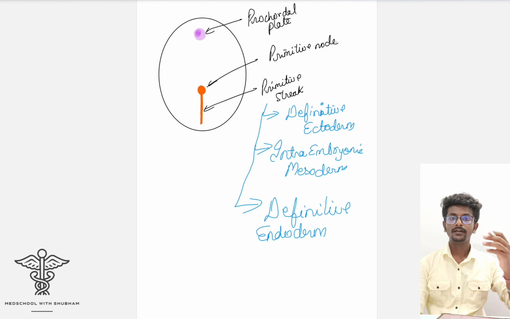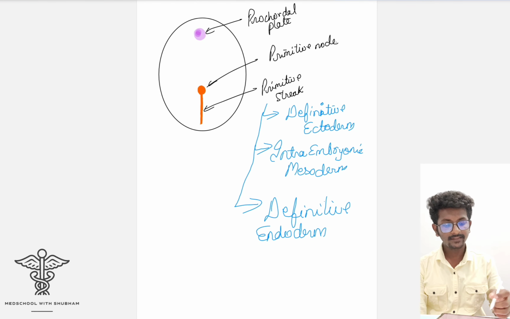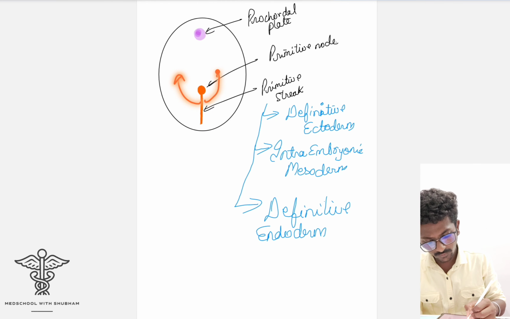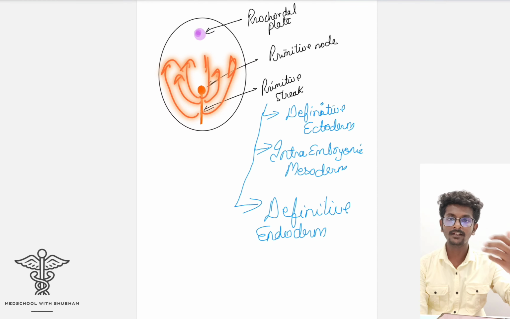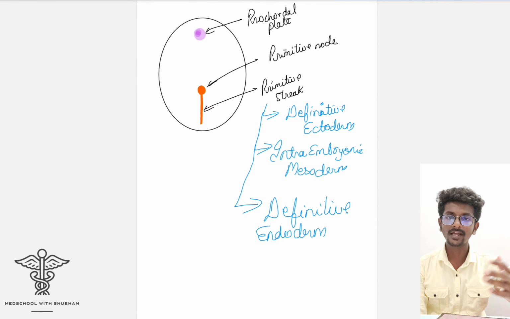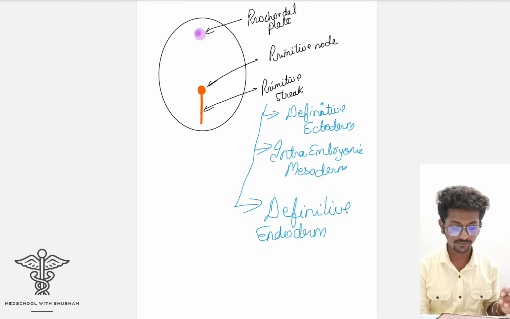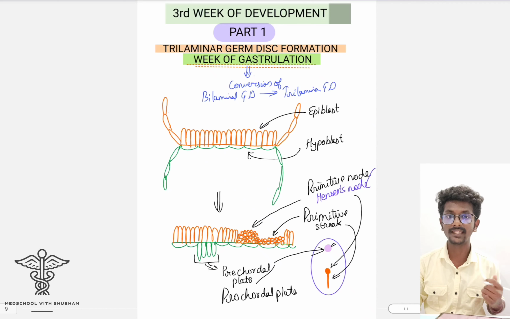So we had the primitive streak, and this primitive streak will proliferate, and then it will replace all these layers. First it will form the definitive ectoderm, then the intraembryonic mesoderm, and then the definitive endoderm. I hope this was very clear. So this is the process of gastrulation.